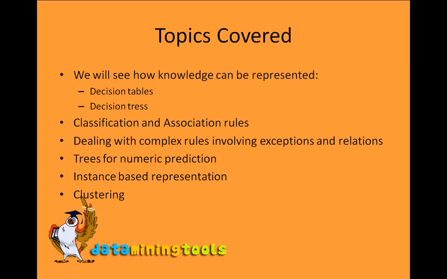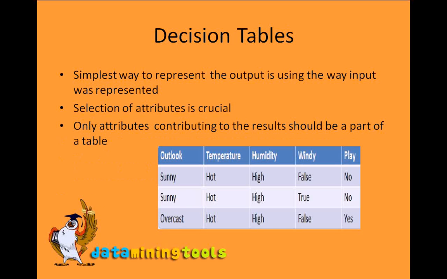Then another way is to represent them in the form of rules, and we have two categorizations of rules, that is classification and association rules. Then we will deal with some exceptional cases like involving exceptions and relations. Then we'll talk about numerical prediction, and in the end we'll be doing instance based representation as well as clustering. So let's begin with decision tables.